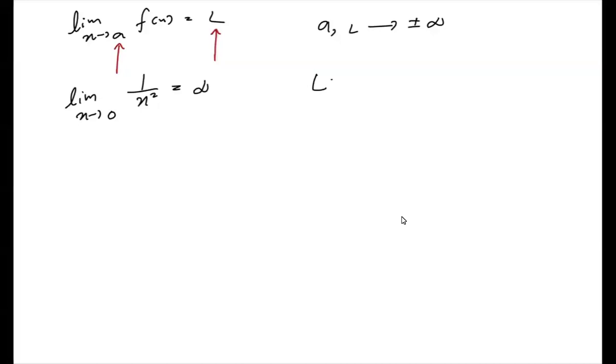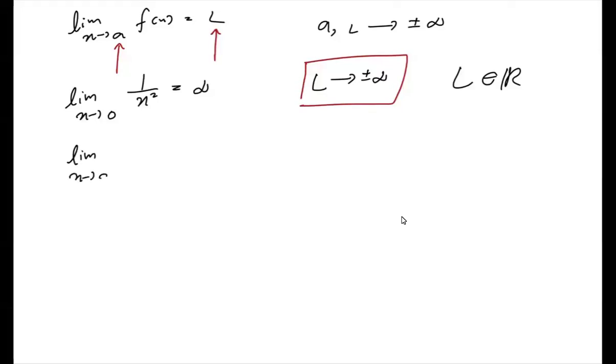Let's say if L goes to plus or minus infinity, solving limit problems is much easier than when you have a real number as your limit value. I will show you why. If you write the limit definition for this type of scenario, I will take a generic case. Let's say the limit as x goes to a of some function is equal to plus infinity.